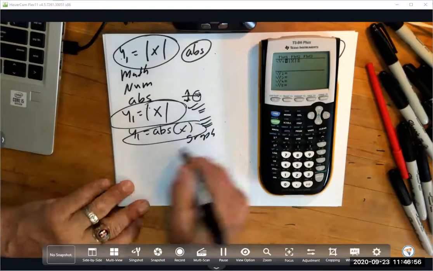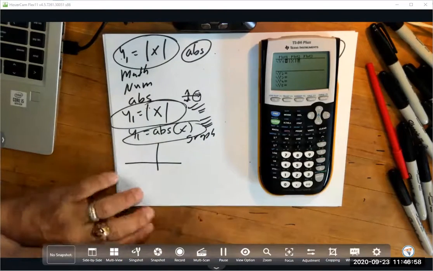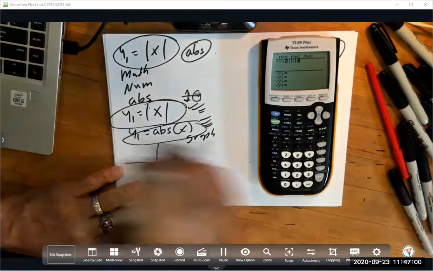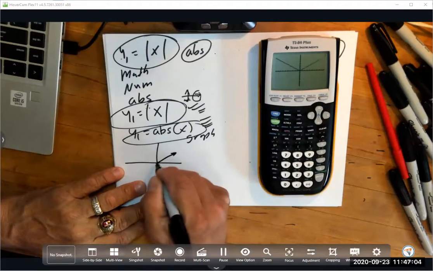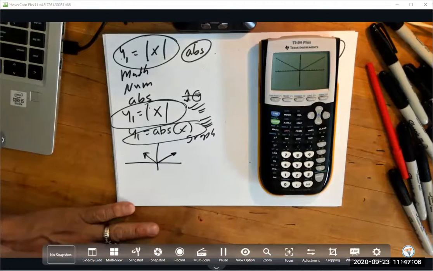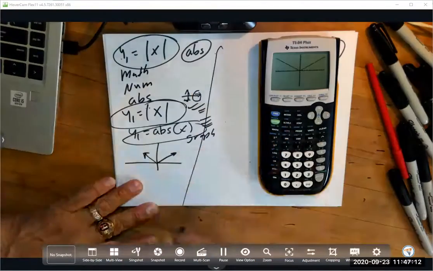See what you get. What y'all get? A V shape. Somebody said it's a V shape. It goes like this, and it goes like that. That's all. Just a V shape. Yes. All right. That's what it is. It just goes a V shape.